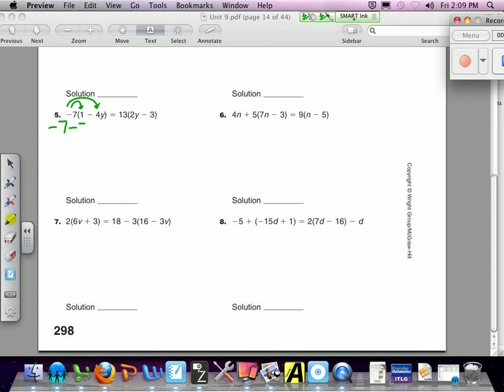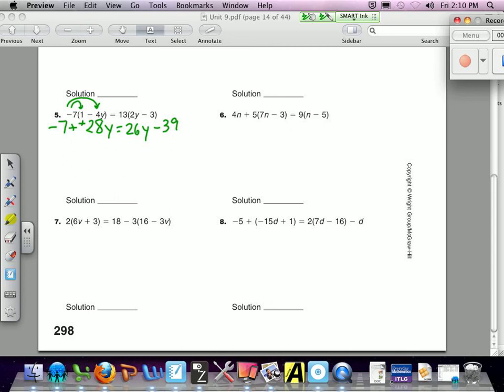So I take care of that right then and there so that I don't mess up that part of my problem. And then over here, it's pretty straightforward, 26y minus 39. Doesn't mean I can't make mistakes if I'm not careful. So even though it's more straightforward than the left-hand side, I still want to carefully apply my distributive property. So negative 7 plus 28y equals 26y minus 39.